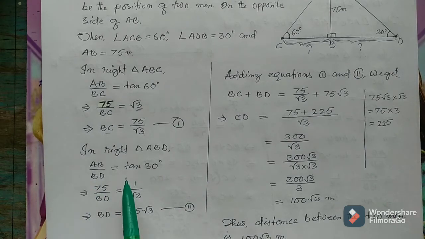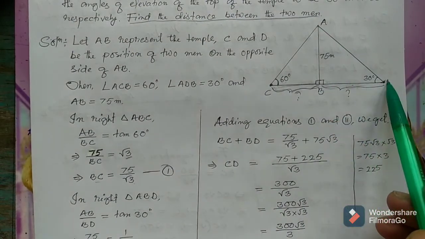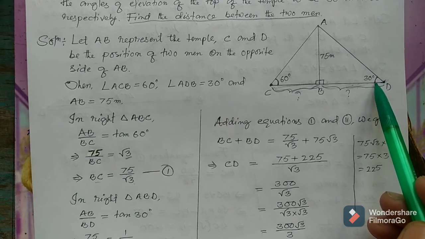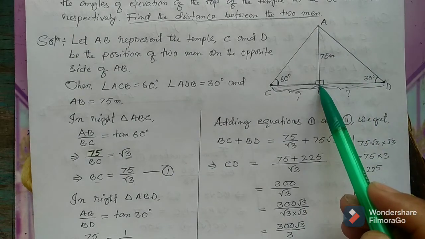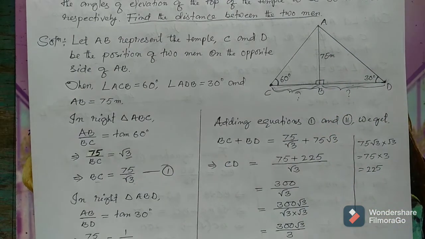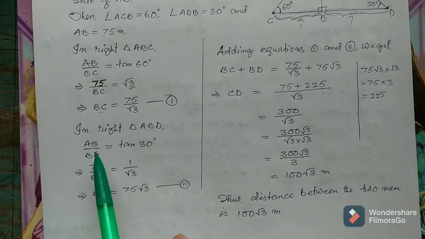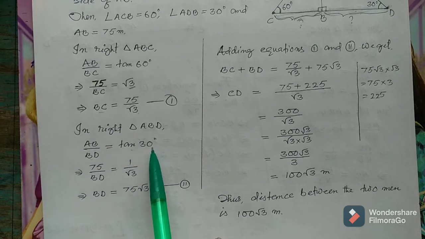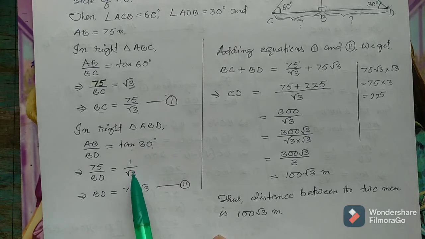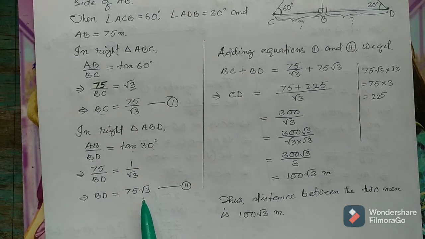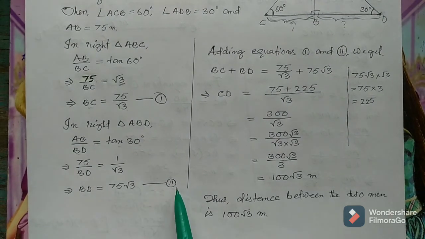Again we consider another right triangle, which is ABD. For this right triangle we have angle D, which is 30 degree. So for this angle D 30 degree, AB is opposite and BD is adjacent. So again we write in terms of tan theta in right triangle ABD, AB, which is opposite, by BD adjacent, is equal to tan of 30 degree. Tan 30 degree value is 1 by root 3, and again we replace AB by its value 75. So cross multiplying we get BD is equal to 75 root 3, and we name this as second equation.